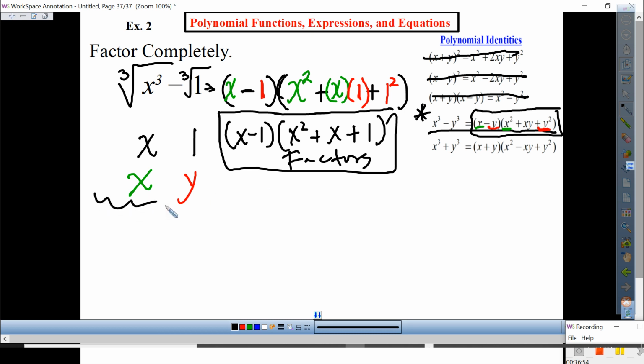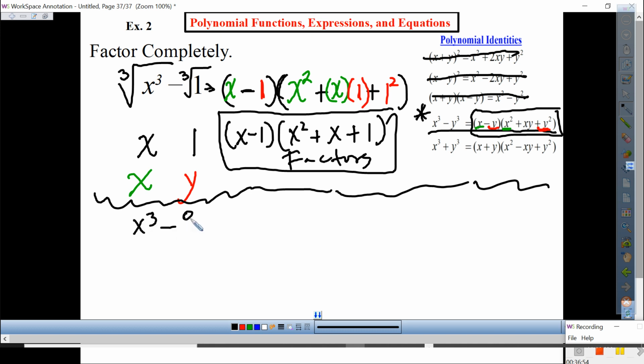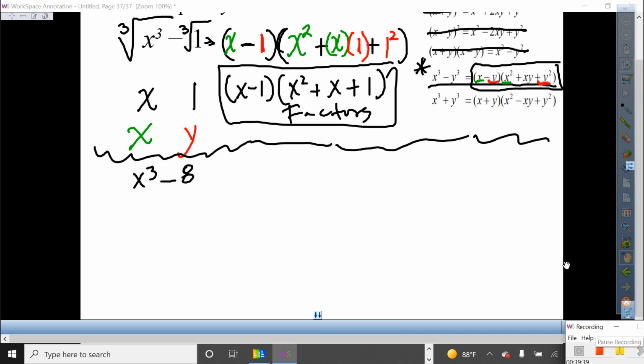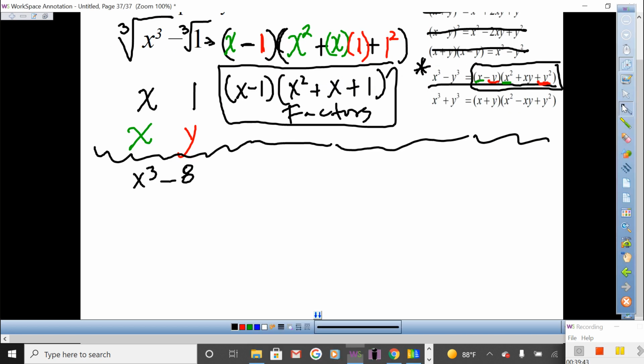Do another one right here. X cubed minus 8. Let's see, I'll give you some time so that you can follow that process, see how you do. Copy and go. Alright, I'm not going to have you share with your neighbor. Let me go over this to make sure we got it.